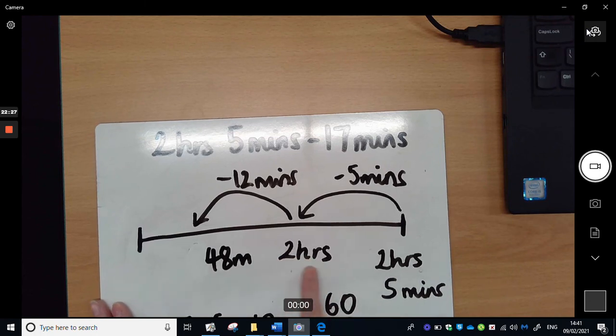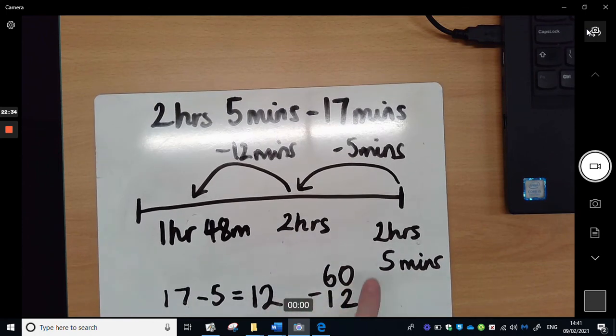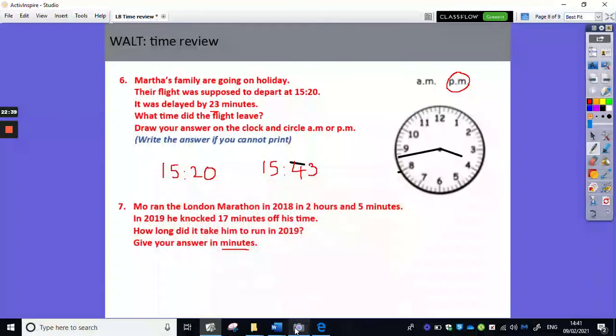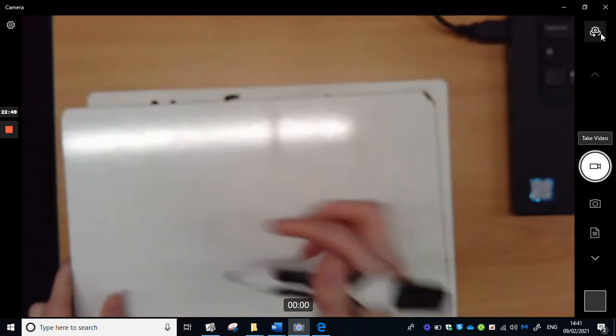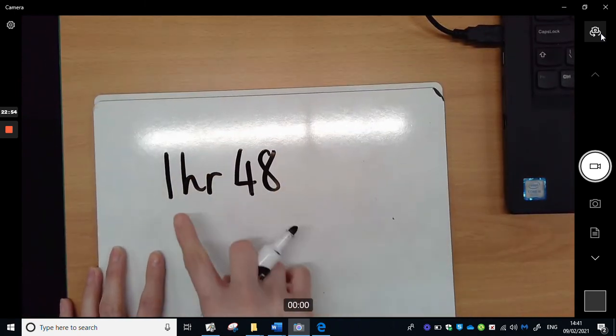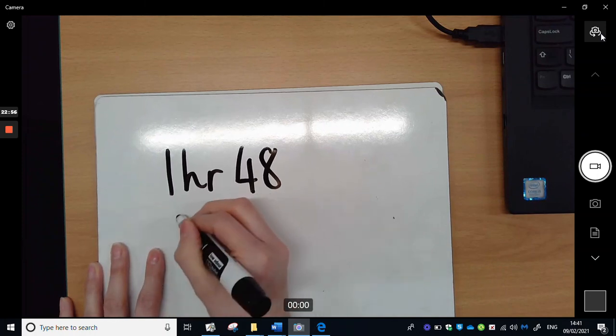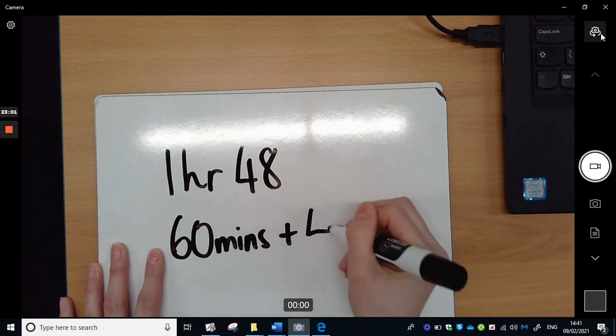But I need to remember it was 2 hours, so I should still have 1 hour left. So I've done the first part. I know that his new time was 1 hour and 48 minutes, but the question asked me to give my answer in minutes. So I need to know what 1 hour and 48 minutes is in minutes. So I need to convert. I'm going to do 1 hour is equal to 60 minutes, and then add on the 48 minutes.